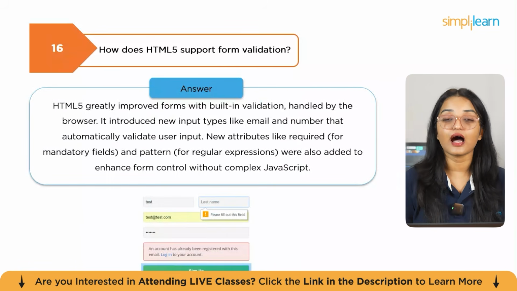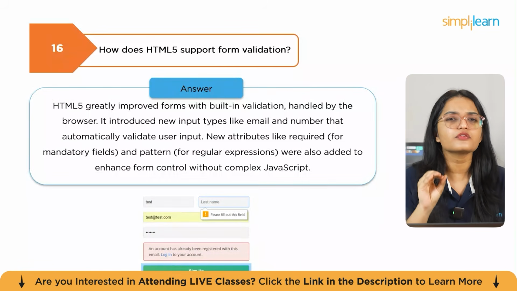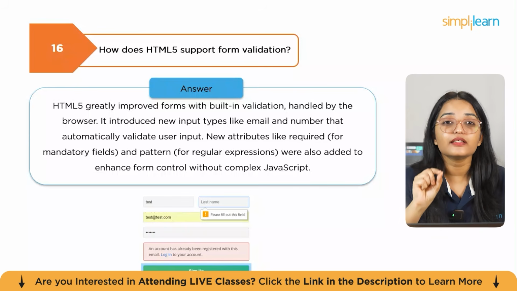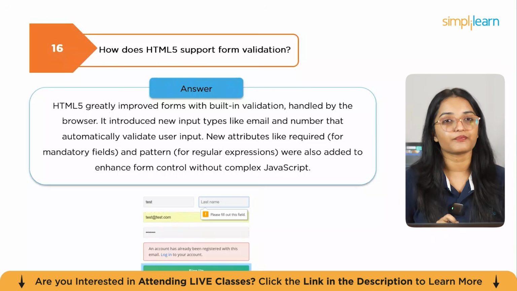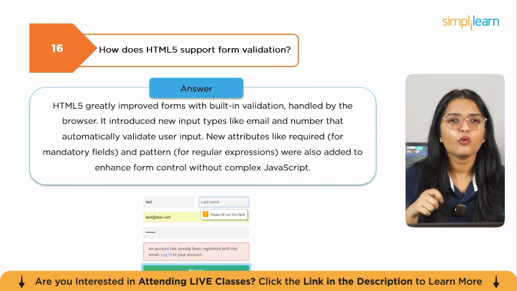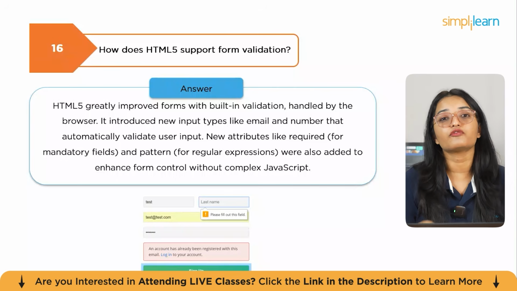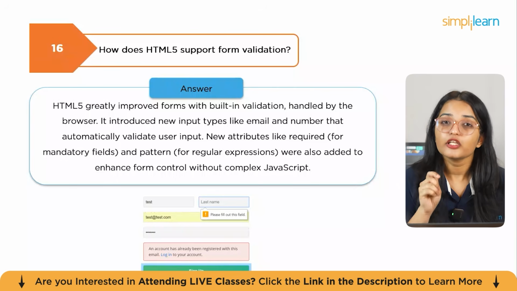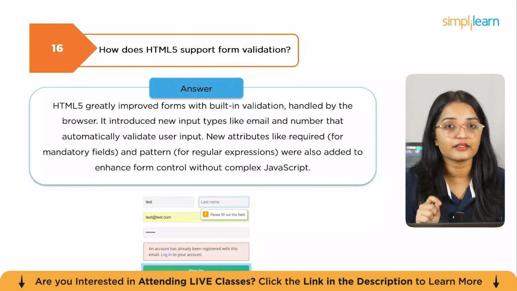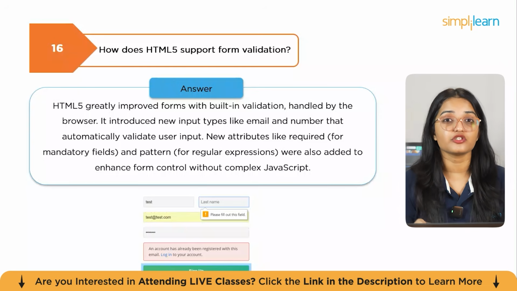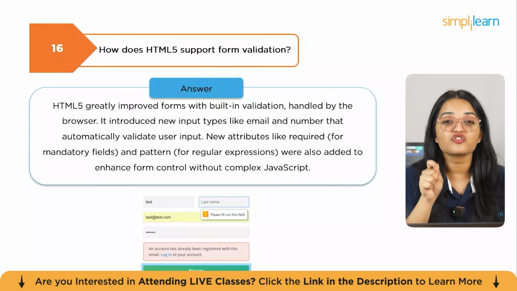To answer this, you say that HTML5 significantly improves form handling by introducing built-in form validation. This means that a lot of validation can now be handled by the browser itself without needing complex JavaScript. New input types like email, number, URL, and date automatically validate the format of the user's input. Additionally, new attributes were introduced such as required, to make a field mandatory, pattern for using regular expressions, min and max for number ranges, and minlength and maxlength for string lengths.